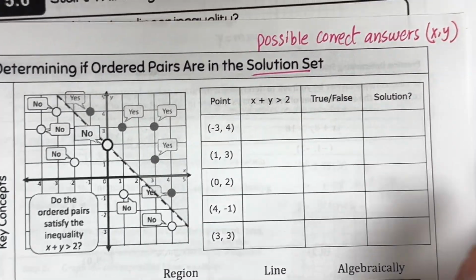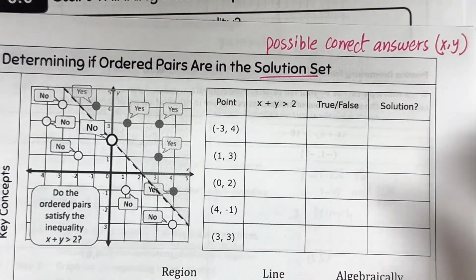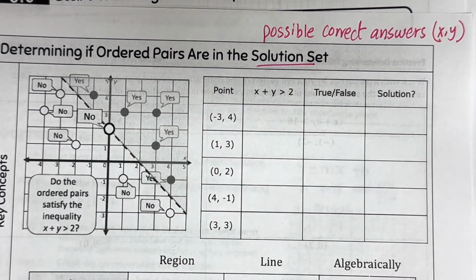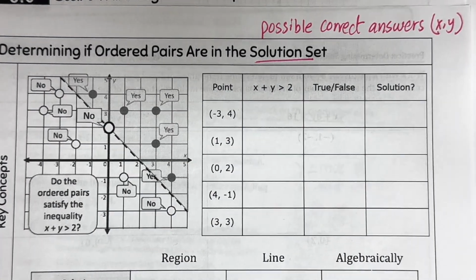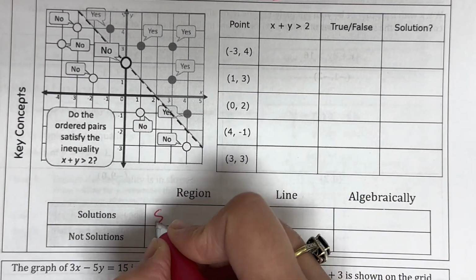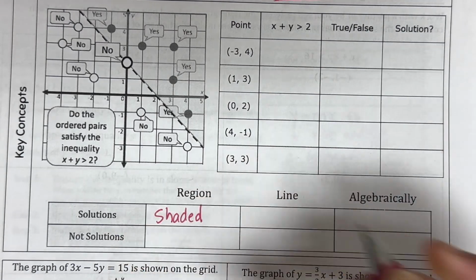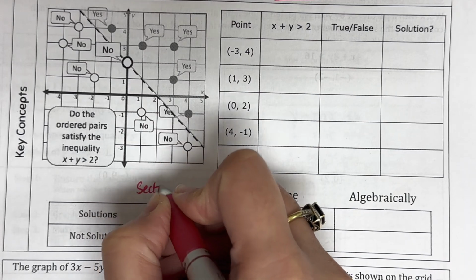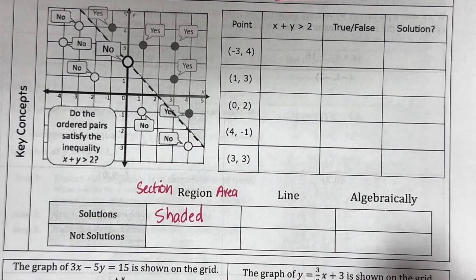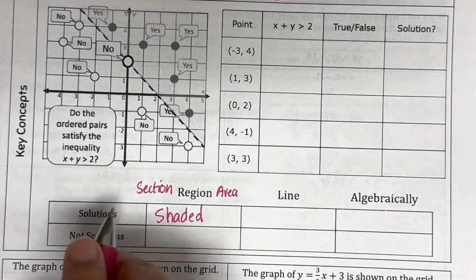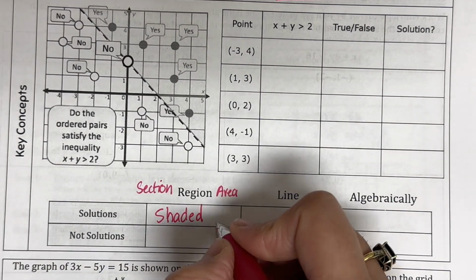Since we are talking about the graph, the answers are going to be in x comma y form. Now where the solution set can be found, let's fill in the table. Solution set is found in the region which is shaded. Region means area or section. I usually call it shaded section. It's easier to say shaded section than shaded region. So solution is in the shaded area.